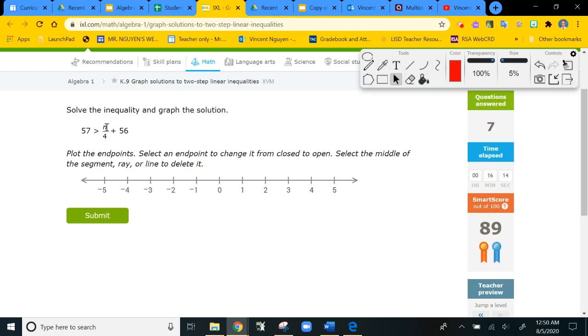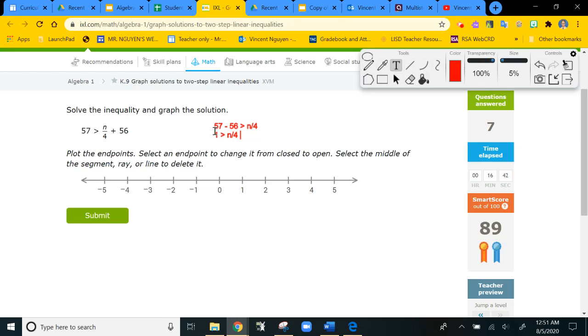So same thing, we're going to subtract 56 and then multiply by 4, right? So I'm going to be doing this right here. I'm going to do 57 minus 56, I'm subtracting 56, right? And then that's going to be greater than n divided by 4. So what is that? 57 minus 56 is 1, greater than n divided by 4.